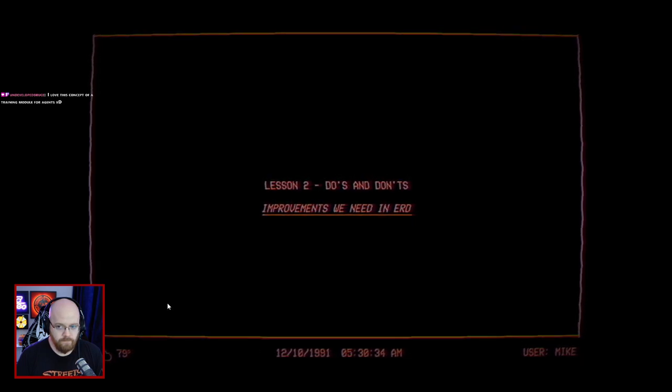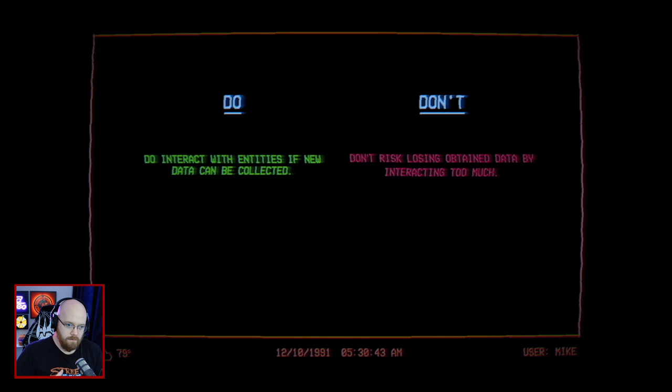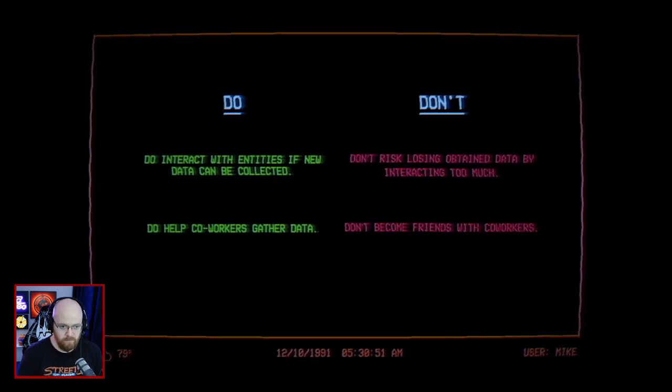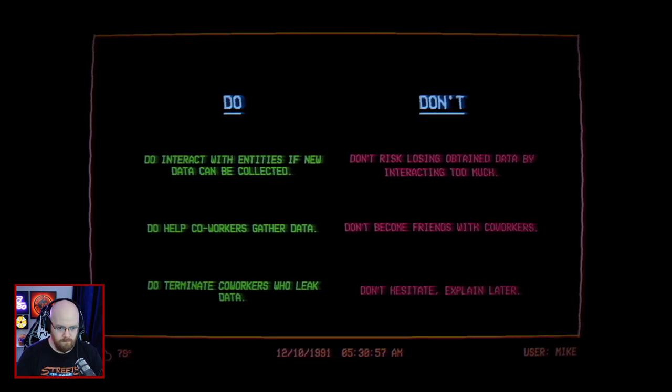Lesson 2. Do's and don'ts. Improvements we need in ERD. To interact with entities, if new data can be collected, don't risk losing obtained data by interacting too much. Do help co-workers gather data. Don't become friends with co-workers. Do terminate co-workers who leak data. Don't hesitate, explain later.